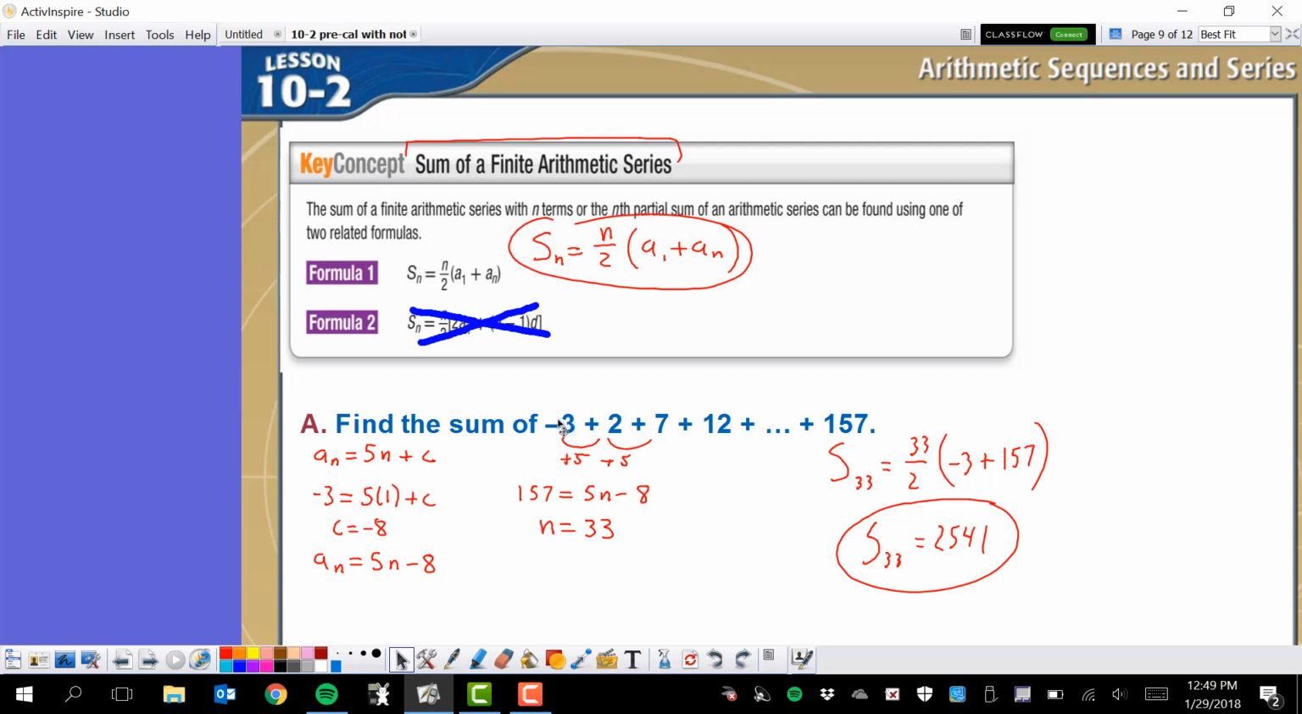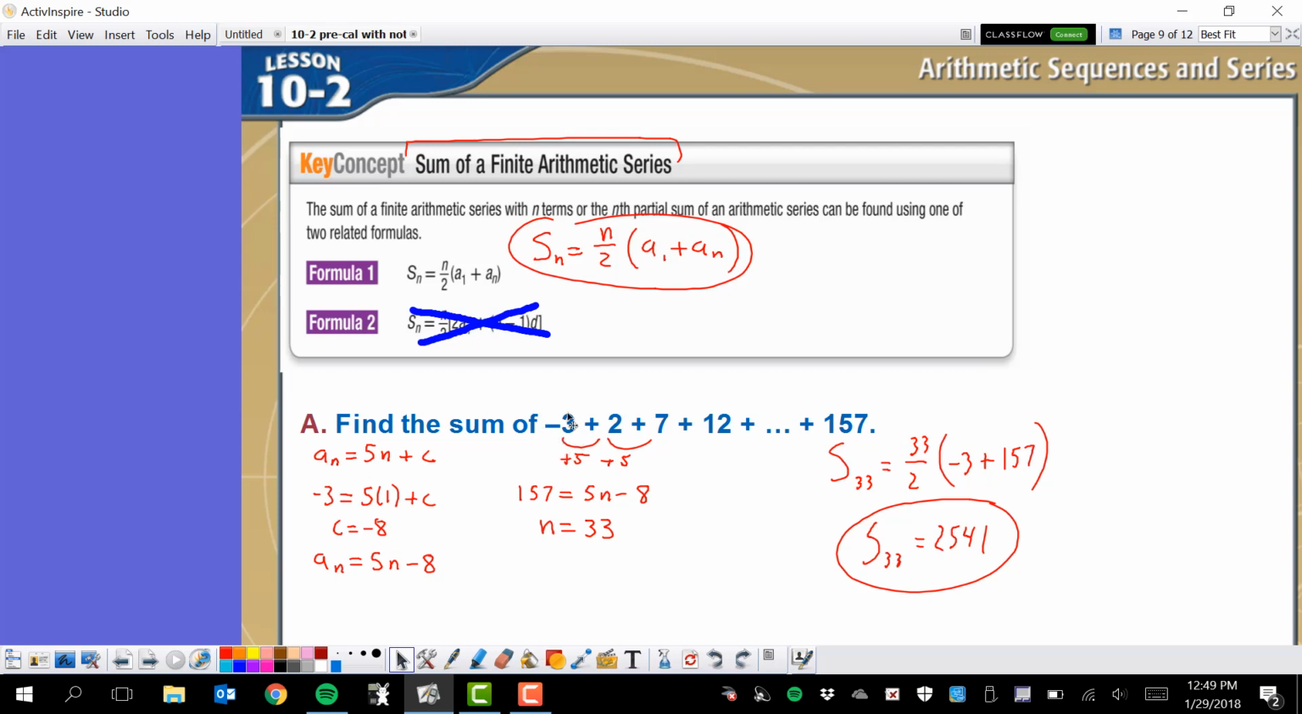Now we obviously know that -3 is the first term, 2 is the second term, 7 is the third term, 12 is the fourth term, but we have no idea which term is 157. So we're going to have to write an explicit formula for the sequence. The common difference here is plus 5. So as I'm building my formula, I have 5n plus c.